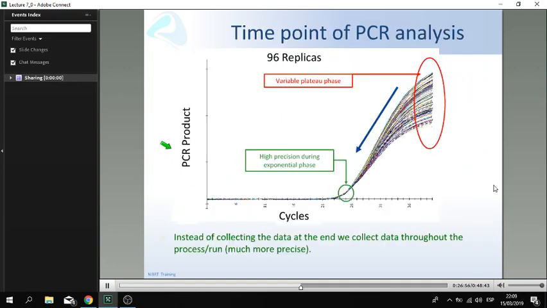What you're seeing here, again, is 96 replicates. They all have the same amount of DNA. If you look at the plateau phase, look at the variability between those 96 replicates. They should all have the same amount of PCR product because they all started with the same initial amount, but look at the difference when you look at the y-axis. If we go back and look at them in exponential phase, you can see that they are all much more similar. So instead of collecting data at the end, with qPCR we collect data throughout the whole process, and we really concentrate on that exponential phase.